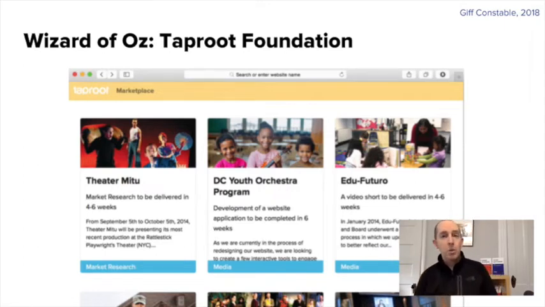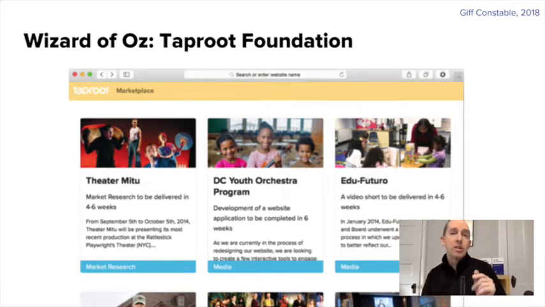So what we did with the Taproot Foundation, which is a nonprofit that connects nonprofits who need help with professionals who are willing to give them pro bono support. Think about a lawyer willing to give a nonprofit some assistance on a case, or an ad agency building a website for a nonprofit. So Taproot's been around for a long time, manually connecting the two sides, but they wanted to do this for more people. They wanted to help more people and scale up their mission. And they thought they could do this with an online marketplace.